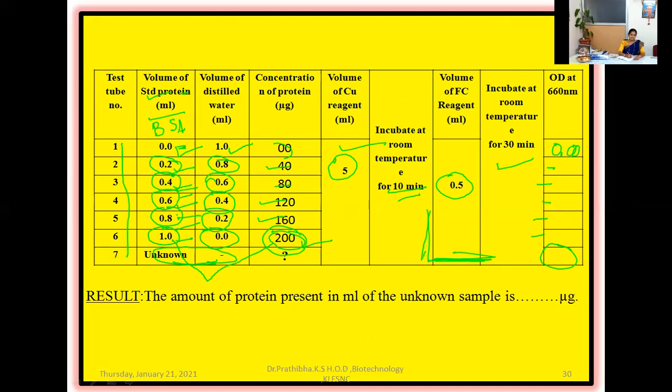From the origin you check how many points are connected based on the OD. You have plotted the points, so based on that you need to check how many points this standard straight line is going to cross. After that you need to plot the unknown sample here, and this is the amount of the unknown sample you got, and that amount you need to write in your result. The amount of protein present per ml of the unknown sample is dash microgram per ml. You can write the answer here.